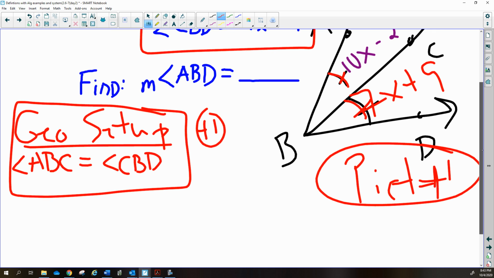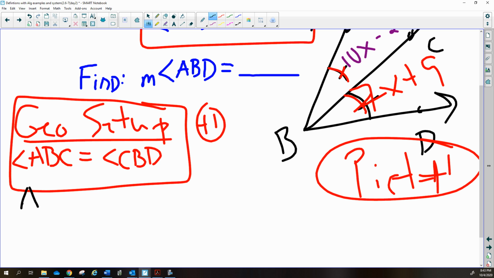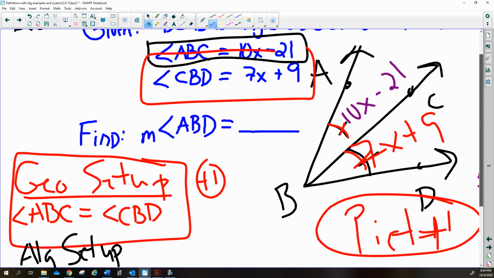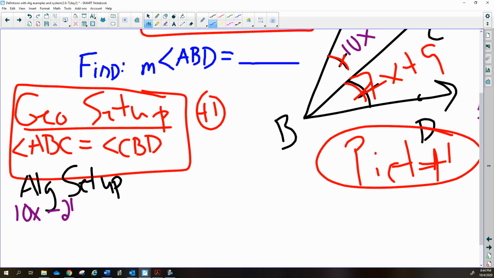In our second point, we're going to do the algebra setup. And remember, make sure you organize your work and show your steps. As we do our algebra setup, all we're going to do is put in for ABC, let me slide up, I lost track of it, 10x minus 21. That's what ABC is. And CBD is 7x plus 9. There's our next point.